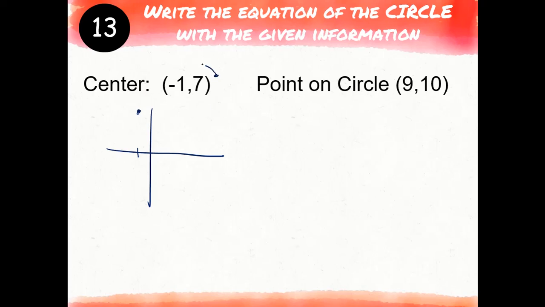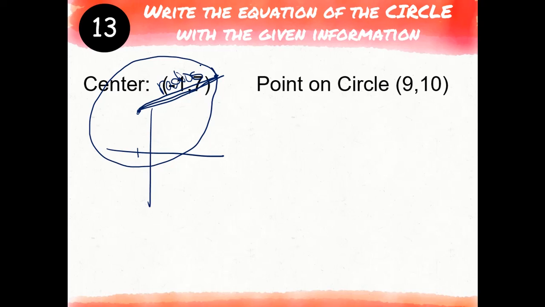So I know the graph looks something like this, okay? So I know that the distance between this center and this point on the circle would be my radius, right? And that's the only thing I'm missing. Now, how on earth can we find that distance between two dots?